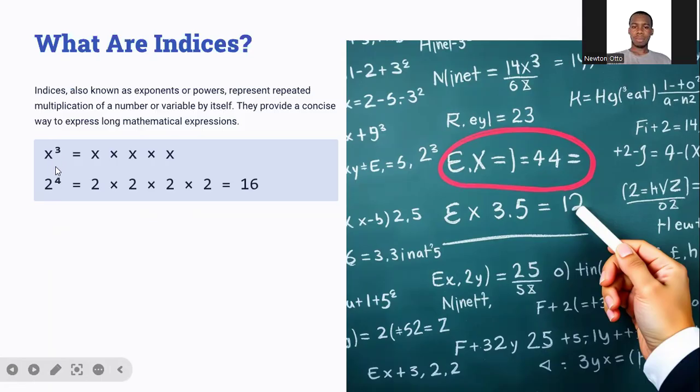The index just means the number of times a number or a variable multiplies itself. x raised to power 3: the 3 as the index means x will multiply itself 3 times. That's x times x times x. And the 4 here means 2 will multiply itself 4 times. That's 2 times 2 times 2 times 2.